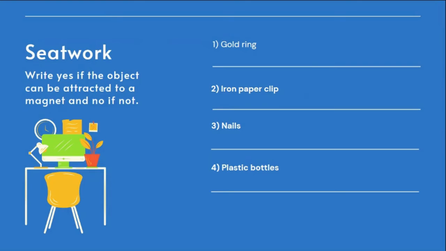Number 1 is yung gold ring. 2, iron paper clip. 3, nails. Hindi nails na kuko nails na pako. Yan. Number 4 is yung plastic bottles. You can pause the video kung kailangan nyo pa ng time to answer. And now I'll flash the answers. Sana tapos nyo na. Pause if you are not yet done.